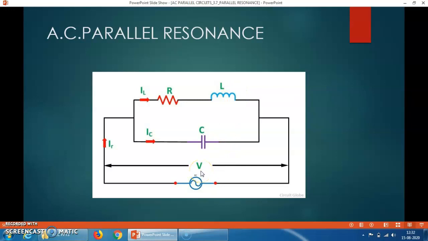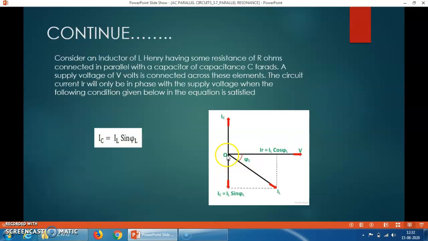Wherever an inductor is present, and here in addition there is a resistance, it is called an RL series circuit. So always the current lags behind the voltage; the current stays behind the voltage. So IL always lags behind the voltage by an angle of phi L. So draw the vector IL, which lags behind the voltage by an angle of phi L.